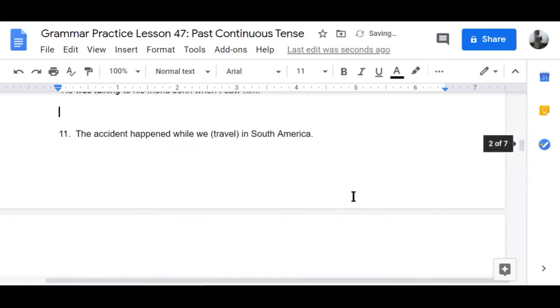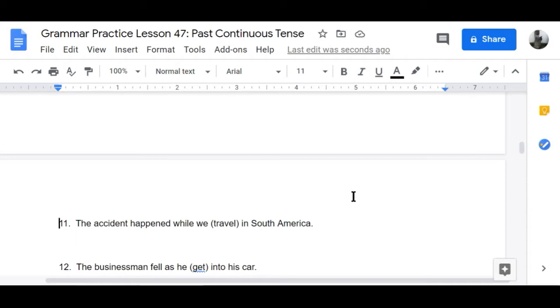11. The accident happened while we in South America.